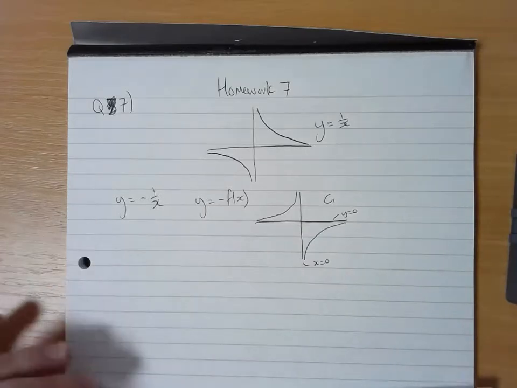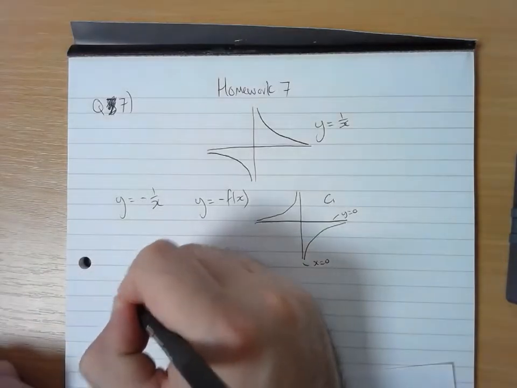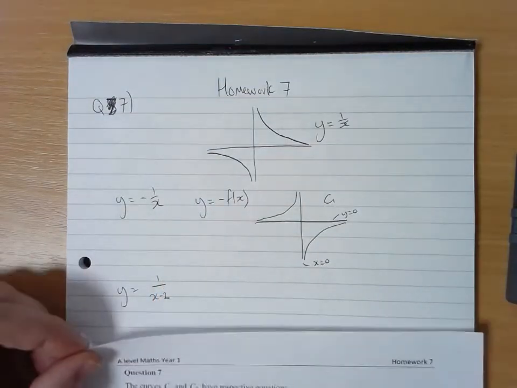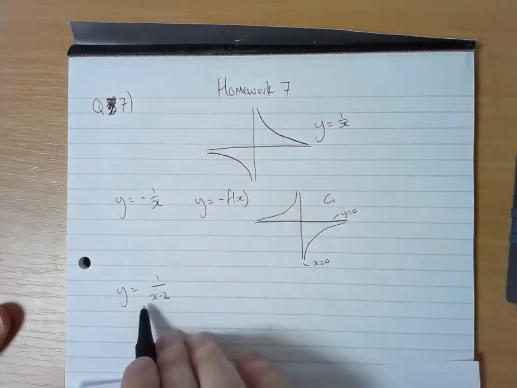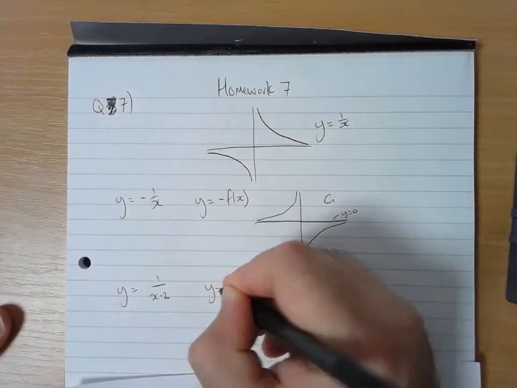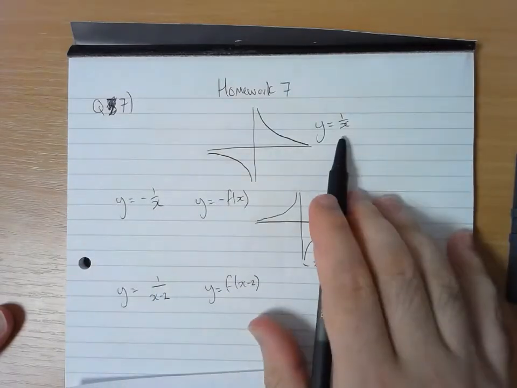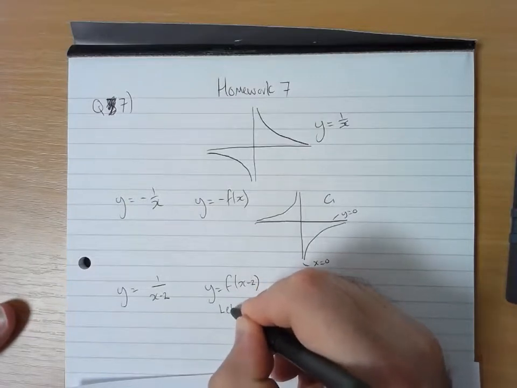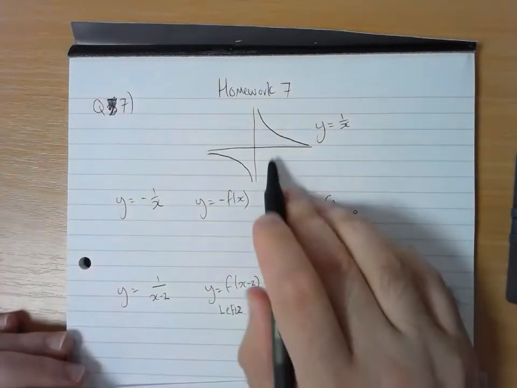Our second one, our C2, is y equals 1 over x minus 2. So this graph here, what we've done is we've replaced our x from here with x minus 2. So this is actually y equals f of x minus 2. Because it's a replacement of x here with x minus 2. We should recognise this as a translation, 2 to the right. So if I draw my graph, this is this graph, but it's moved to the right 2.